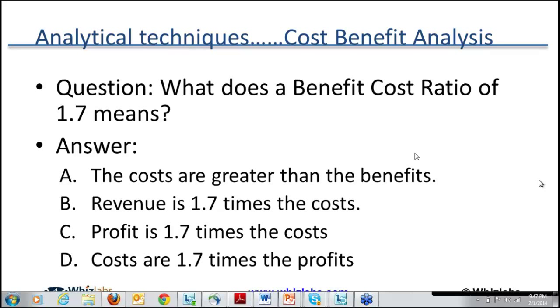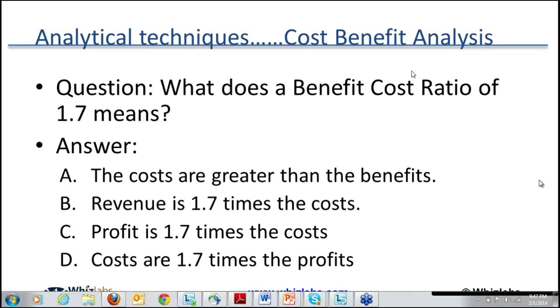Gautam said B. Nilesh is saying B. I'm just waiting for a few more answers. Somebody said C. Okay, Ramya saying C.